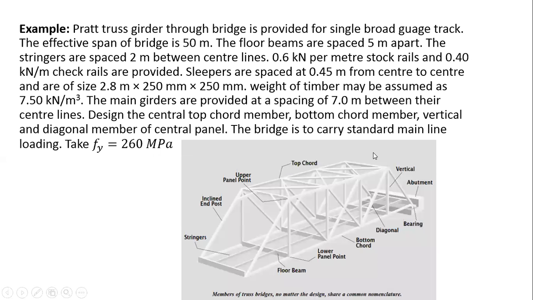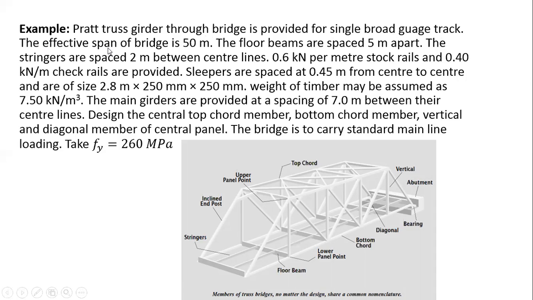So, let us start here. This is my problem. A truss girder through bridge is provided for a single broad gauge track. As we discussed last time, there are two types of bridges. One is deck type and the other one is through type. Through type bridge means the load is carried at the bottom chord level, here at this level. The track is single here.